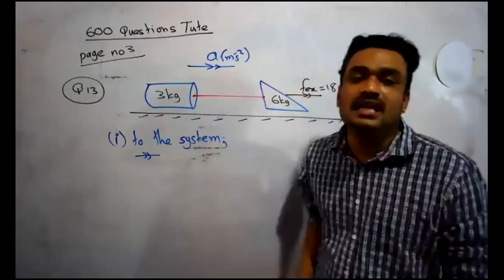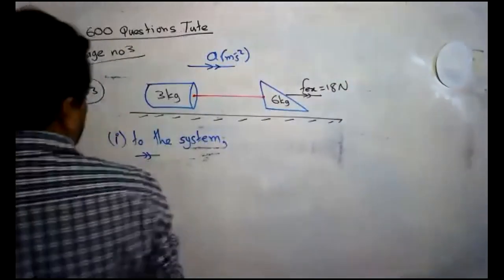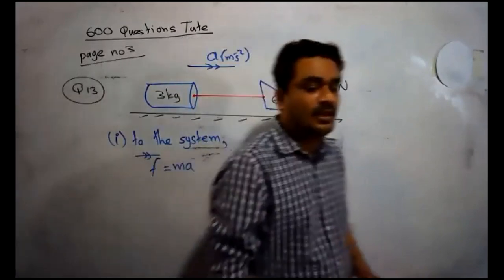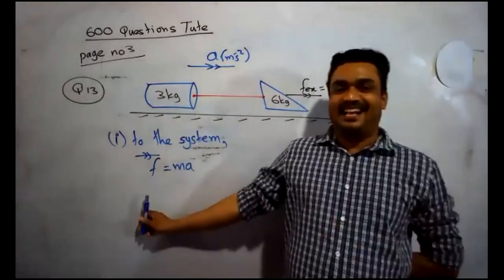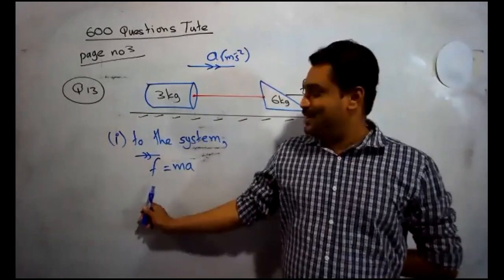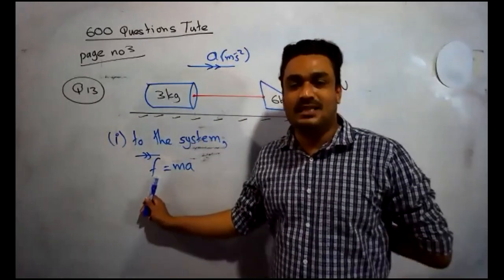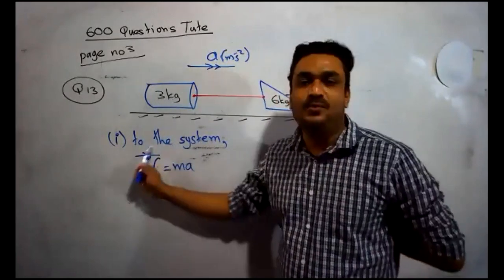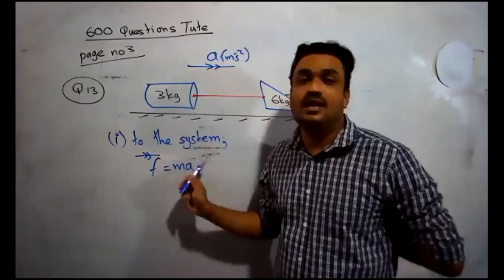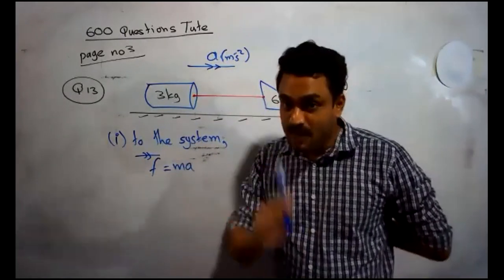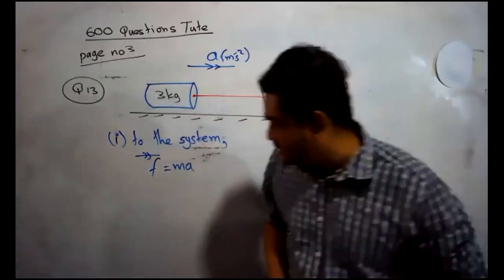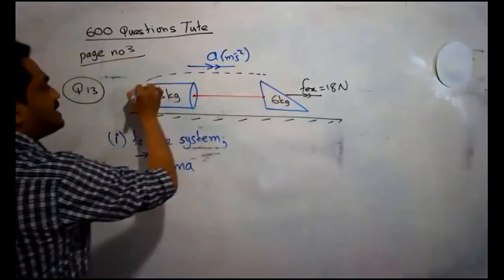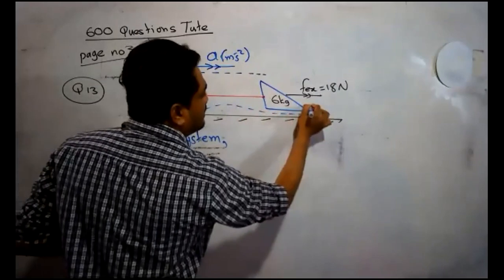Why should we indicate the direction with an equation? Tell me, dear. Because it is a vector quantity. Very good, because F is a force, a vector. Acceleration is a vector. When we deal with vectors, we must indicate the direction.